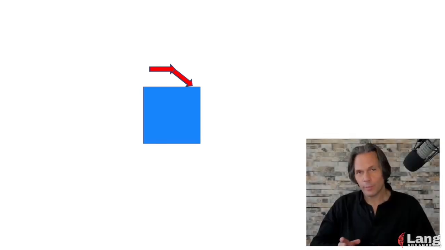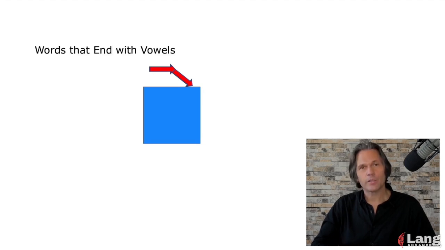When you see this symbol, it should be pretty obvious visually. This is the long drop tone. As we mentioned, words that end with vowels will be spoken with the long drop tone. See, may, go.